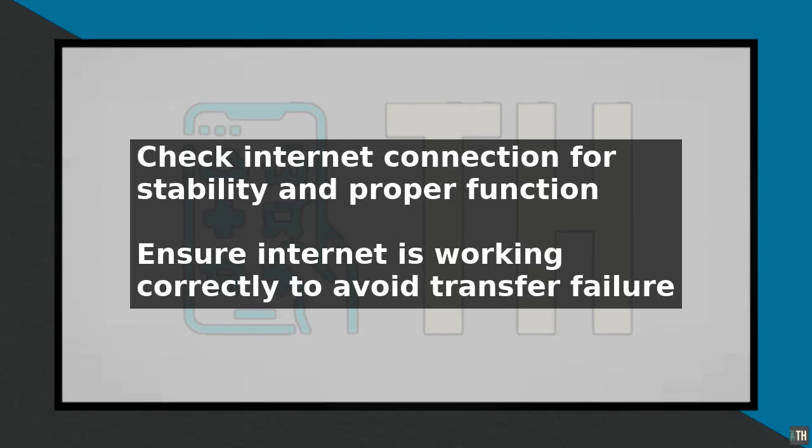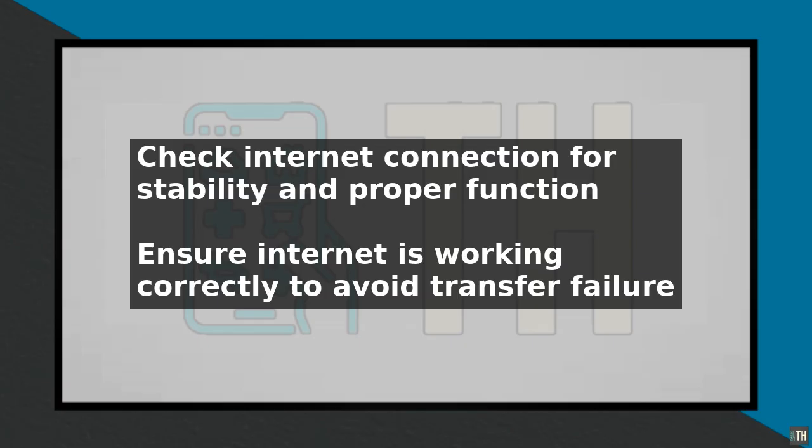To fix a Venmo instant transfer error, start by understanding what instant transfer is. Instant transfer is a feature that allows you to quickly transfer funds from your Venmo account to your debit card or bank account. However, sometimes this process may fail due to various reasons.